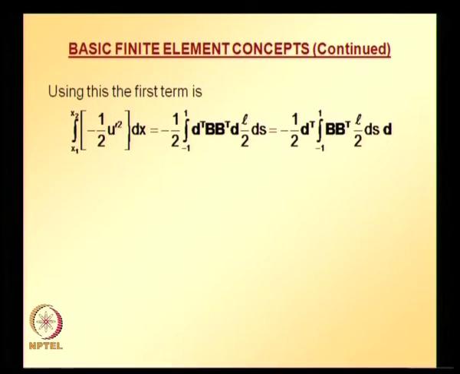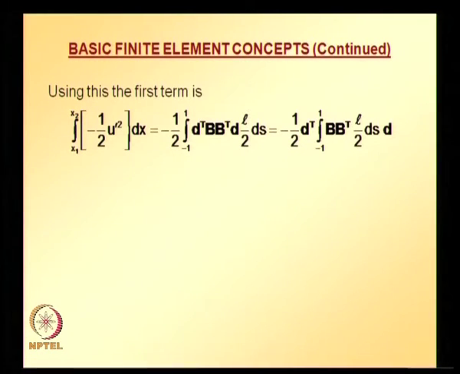In the first term you substitute what is u prime square, and then please note that D consists of nodal parameters or nodal values. So, it is not a function of S. So, you can pull that out of the integral. D is not a function of S, you can pull it out of the integral, and whatever is there in the integral.